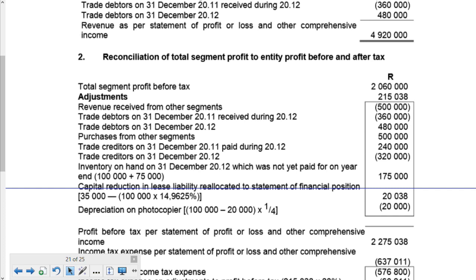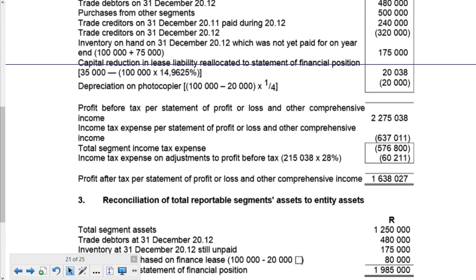Yeah, revenue received from other segments, and they've got debtors at beginning, debtors at end, purchases from other segments to balance those two out. We didn't put those in because they go in and they go out, isn't it? Creditors in and out, inventory on hand, and then okay, here I would have expected to see the two numbers separate. They've got them as one. Okay, which then lands you on profit before tax, and then for the tax expense, they just put in one group adjustment. So total segment tax expense, the adjustment giving you financials.